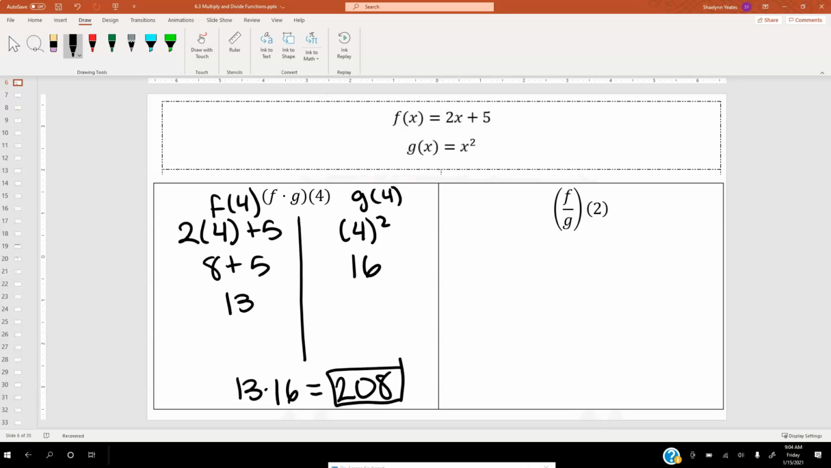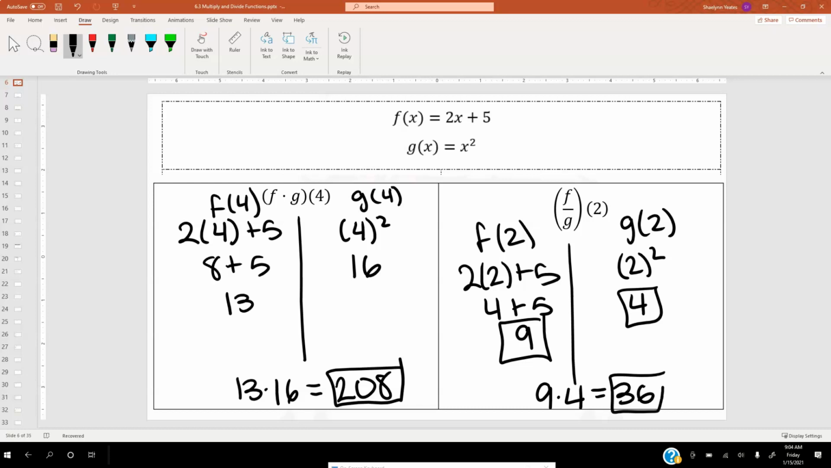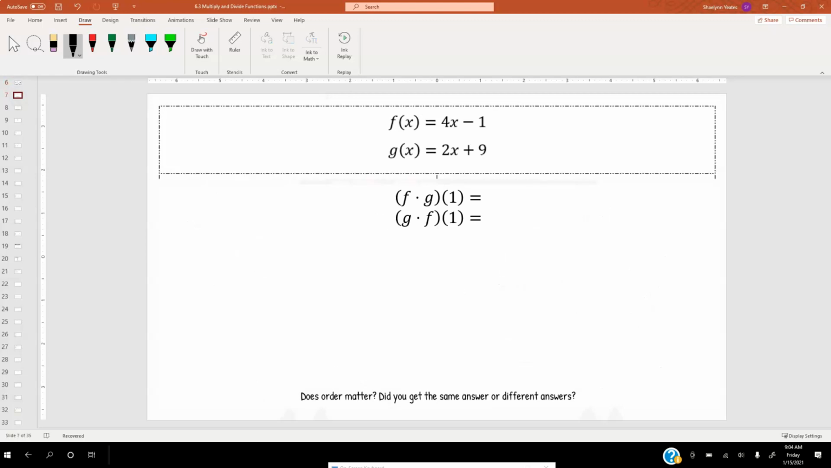Alright, so let's do this next one. We've got f over g of 2. So f over g, so let's find f of 2 first, then we'll find g of 2. So this is going to be 2 times 2 plus 5, so 4 plus 5, which is 9. And then g of 2 is just going to be 2 squared, which is 4. So we're going to do 9 times 4, which is 36. All right. It's going pretty well.